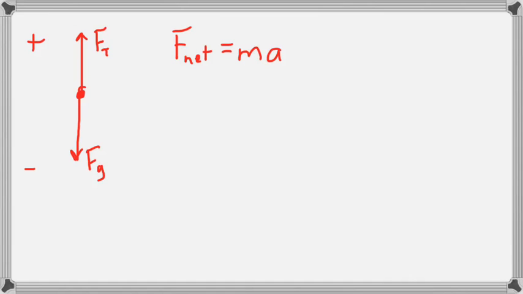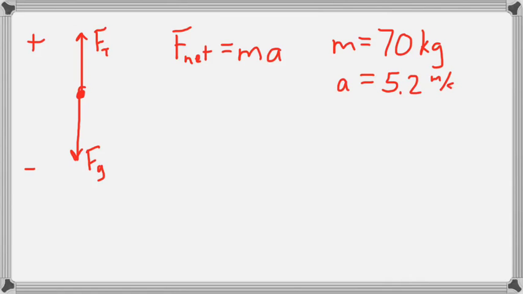Now I'm going to plug in what was given. So let's first of all make a list of what was given. We know that the mass is equal to 70 kilograms. And we know that the acceleration that our package is experiencing is 5.2 meters per second squared. All right, so let's plug in what we know into our second law.